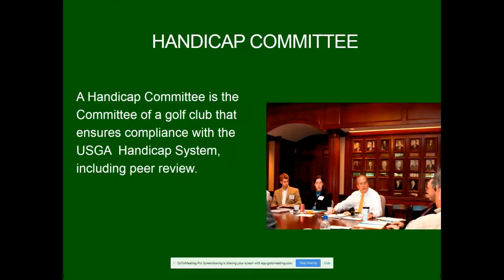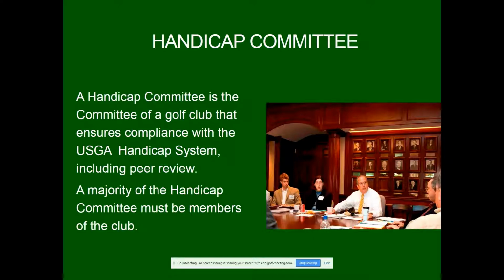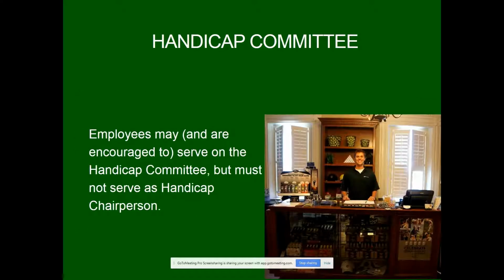All right, a handicap committee is a committee of a golf club that ensures compliance with the USGA Handicap System, including peer review. The majority of the handicap committee members must be members of the club. So to that point, while employees or staff members of a facility are great to have on your committee, they're an essential part of what you guys do out there, and they're there to help you along the way.